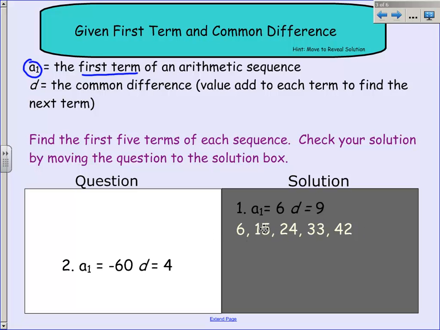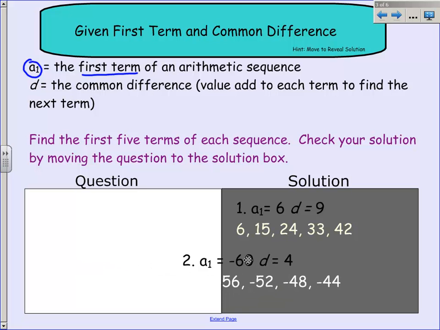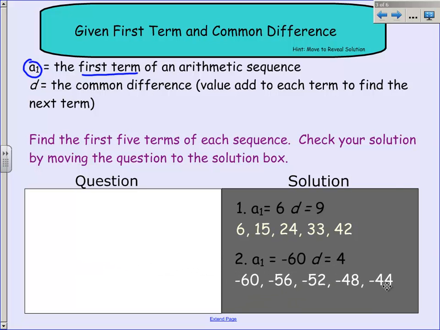So that's how you generate an arithmetic sequence. You can find a sub 1, a sub 2, a sub 3, a sub 4, and a sub 5 just by adding 9 each time. And again, if we started with negative 60 and had a common difference of 4, we would add 4 each time. So if you know the first term and the common difference, you can generate your sequence.